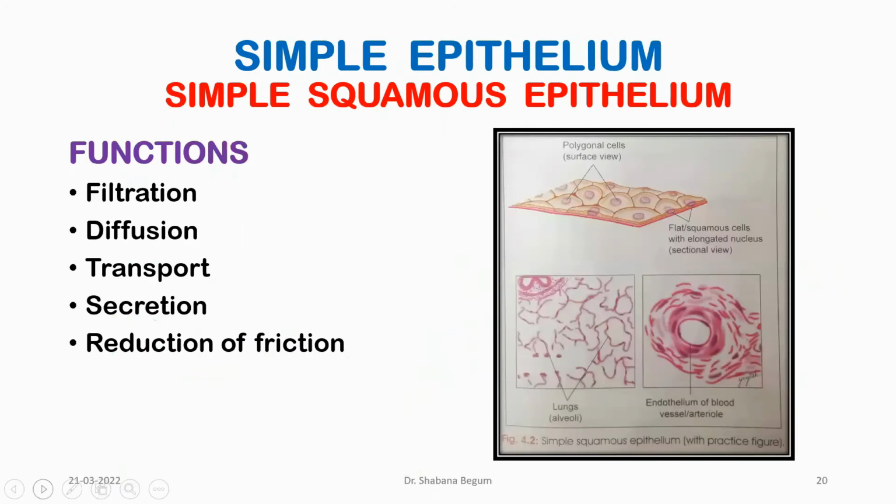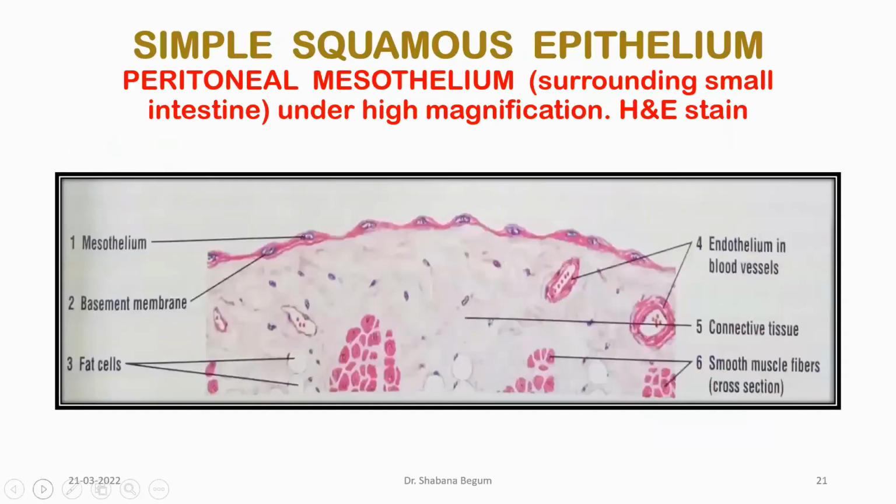So what are the functions of the simple squamous epithelium? It is filtration, diffusion, transport, secretion, and it also helps to reduce friction. So this is a slide showing the mesothelium, the mesothelial lining of the peritoneal cavity. We can see the simple squamous epithelium, with small bulgings where the nuclei are present.